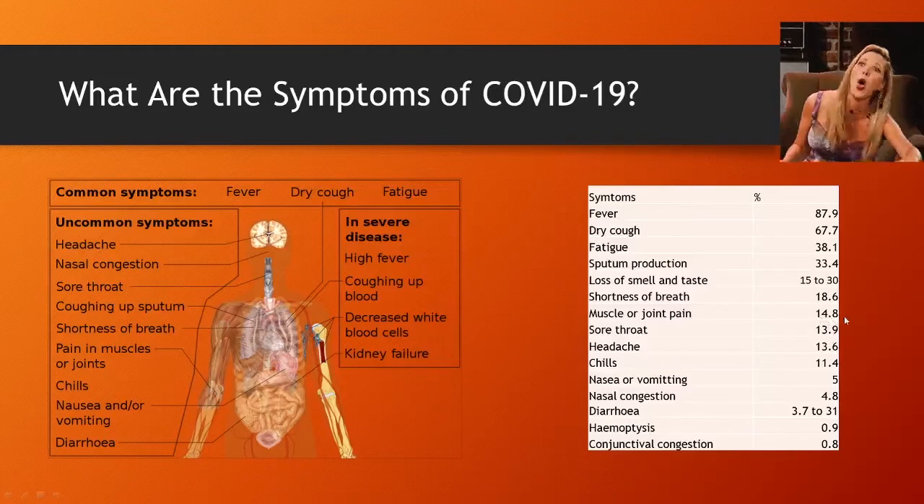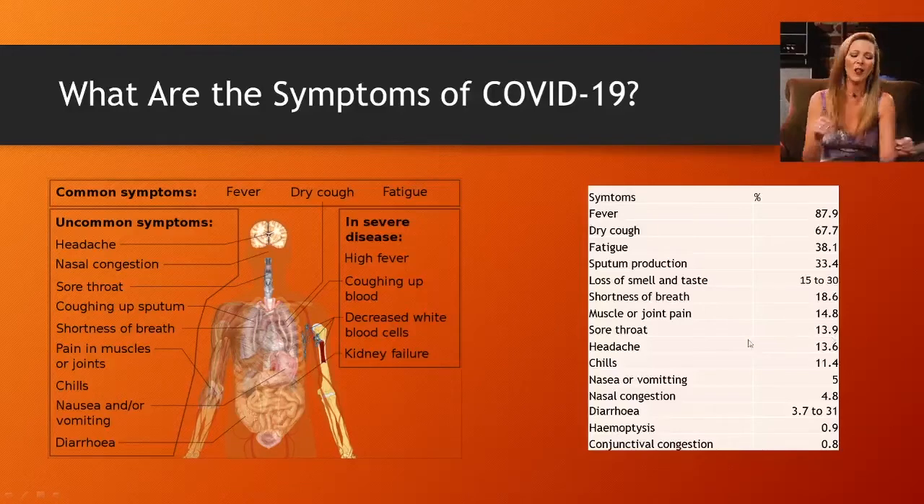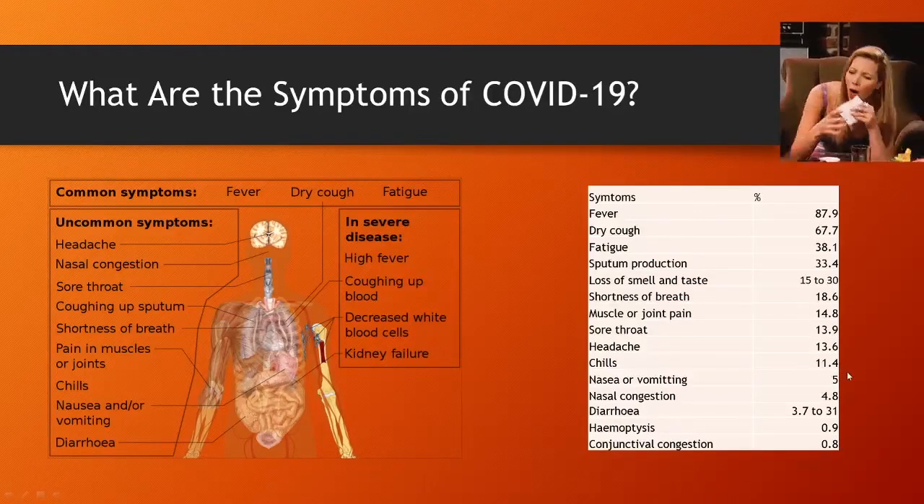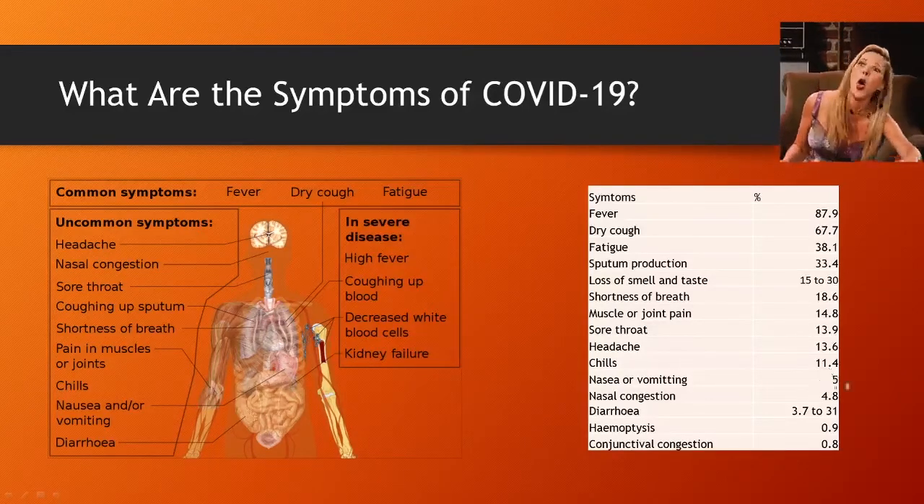Muscle or joint pain, I've had that. I'm pretty sure I've caught COVID-19 as well, and I definitely had muscle and joint pains, sore throat as well. Headaches, I know people who've had headaches. Chills, I've had that. I know people who've had that. Nausea and vomiting, that was one that they weren't reporting a lot in the beginning because only about 5% of people have been showing that. But I know some of the members in my household have definitely had that nausea.